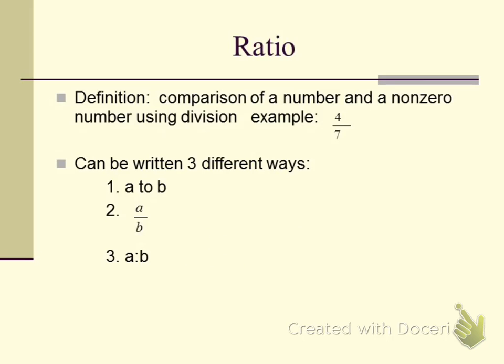And a ratio is just a comparison of 2 numbers. In all of these, no matter which way you write it, the b part can't be 0. So just be aware of that as well.